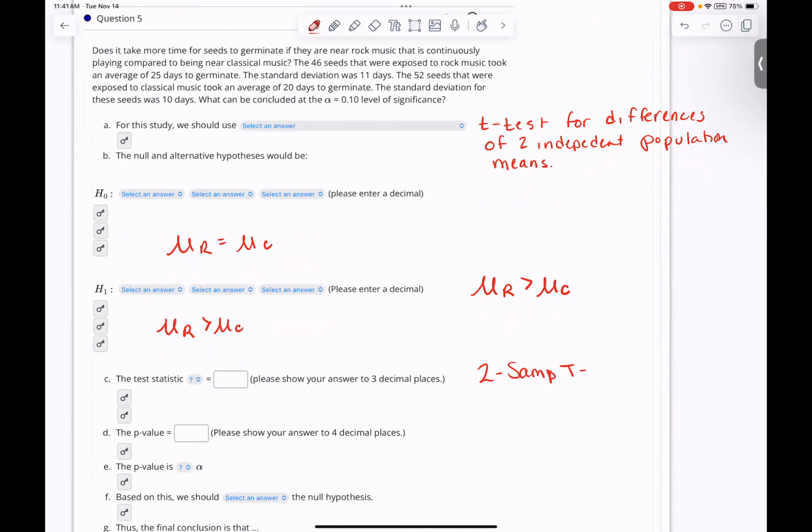And I do know it's a t-test. I probably should mention this. There's nowhere in here they give me any population standard deviations. So I'm going to use a t-test for this instead of a z-test.